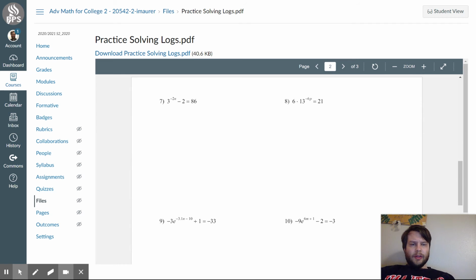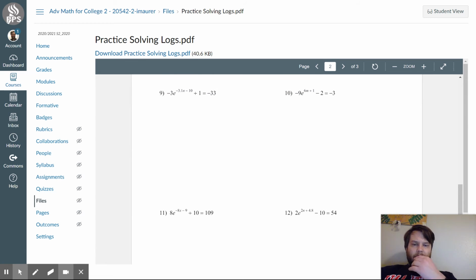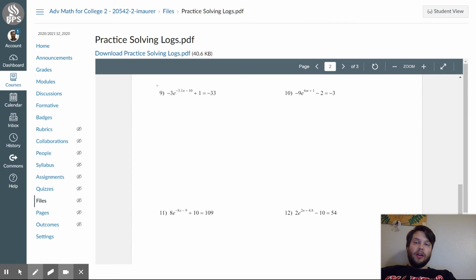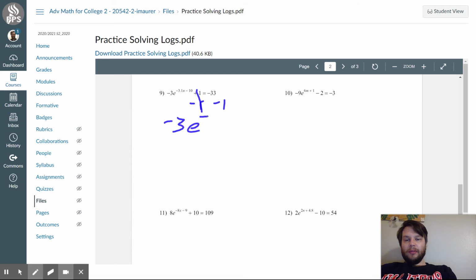I'll just do one more here of the hardest set. Feel free to ask for any more. Which one should I do here? Doesn't really matter. I'll do question 9. Same idea. Numbers got a little harder. Remember that number e we talked about with compound interest? But same basic idea. Inverse of plus is minus. So I have negative 3e to the negative 3.1n minus 10 equals negative 33.